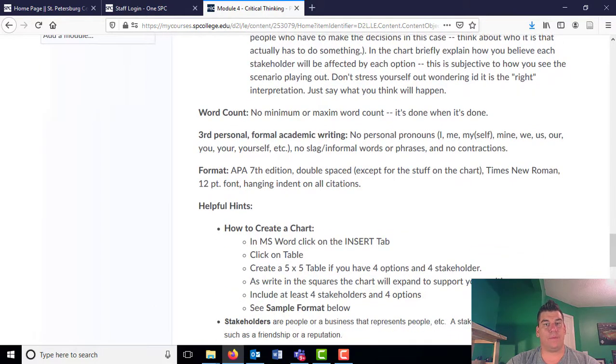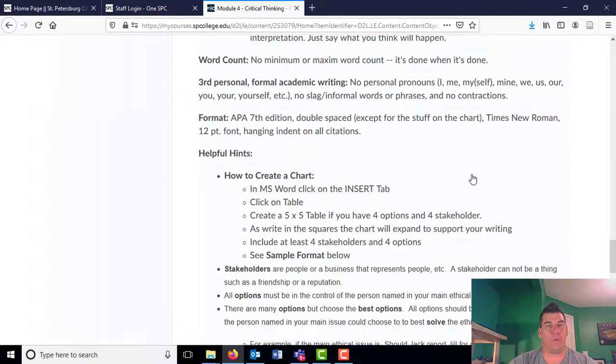Now you'll see there's no minimum or maximum word count for this section. It's done when it's done because you're going to list your questions, you're going to have your citations and your sentence under each, and then you're going to fill out your chart, and there's going to be varying word counts, and it's kind of hard for me to decide what a good word count would be. So as long as you hit the content and you do it with some depth to it, you'll be fine. Don't worry about the minimum word count.